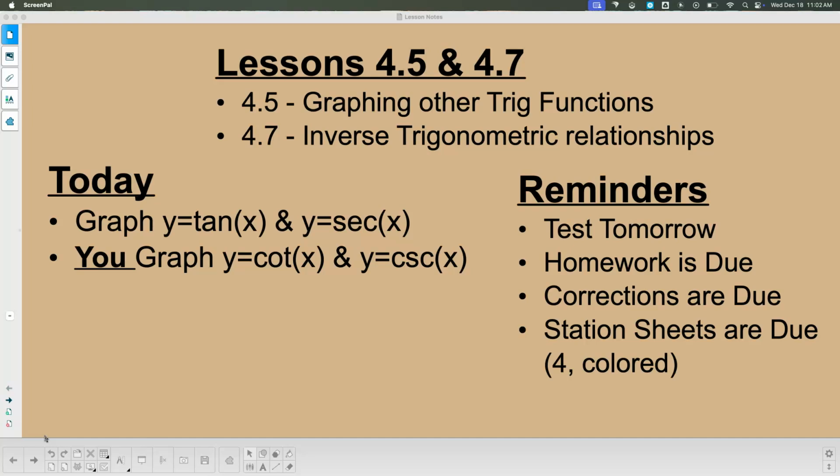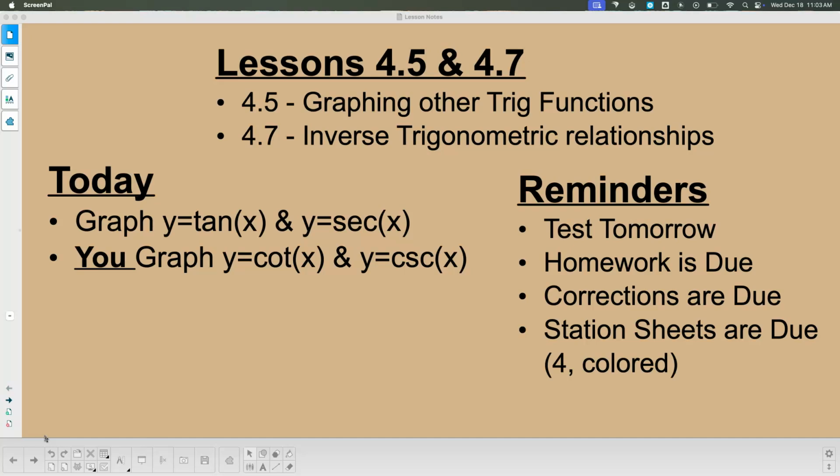You have 3 things that are due tomorrow. First, you have your Brown homework packet. Make sure that it is done. Second, your formative corrections, if you haven't corrected them yet. Third, the 4 colored station rotation sheets that we did last week, Tuesday.